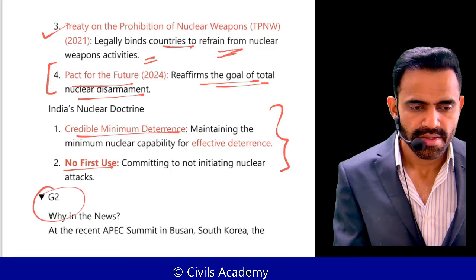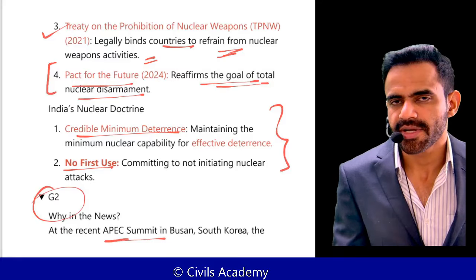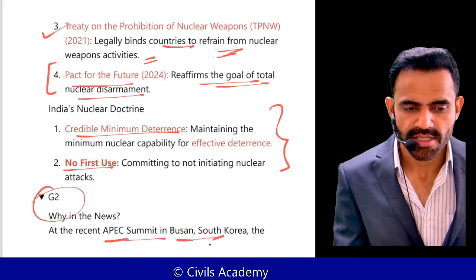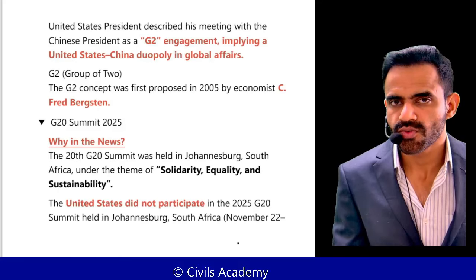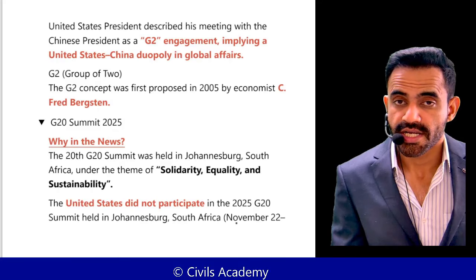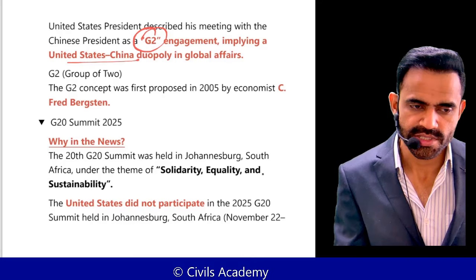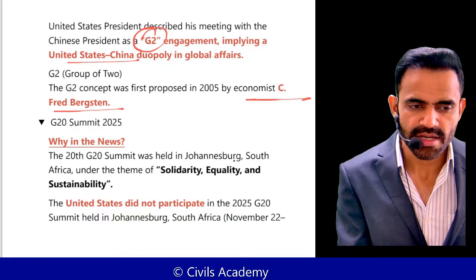Next is related to G2. What is G2? I understand there was an APEC summit. What is APEC? Asia Pacific Economic Cooperation Summit. This was organized in Busan in South Korea. In that summit, Trump basically reflected this G2. What is G2? It's a kind of grouping of two countries. Which two countries are there? One is China, second is USA. So just remember two countries, China and USA. This concept was first proposed by Fred Bergsten.